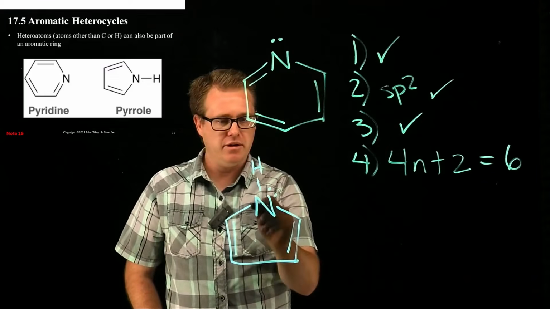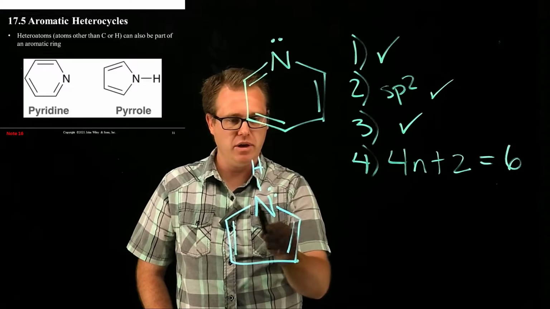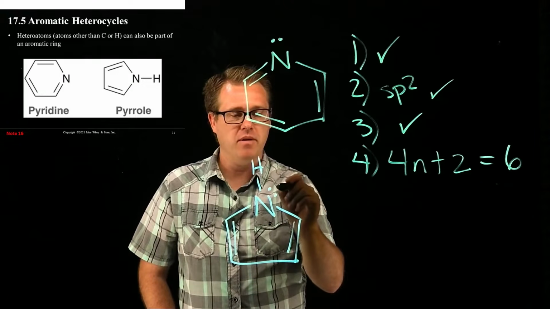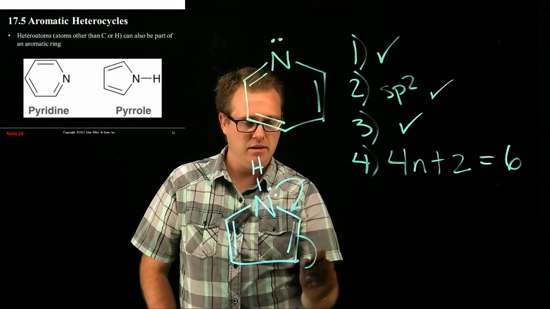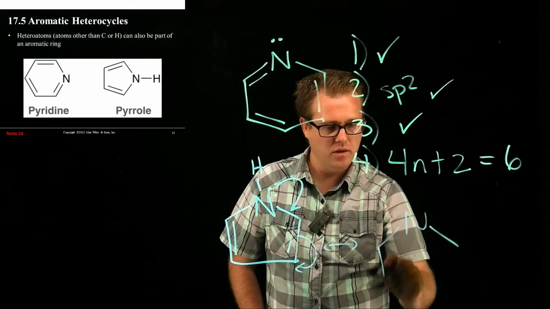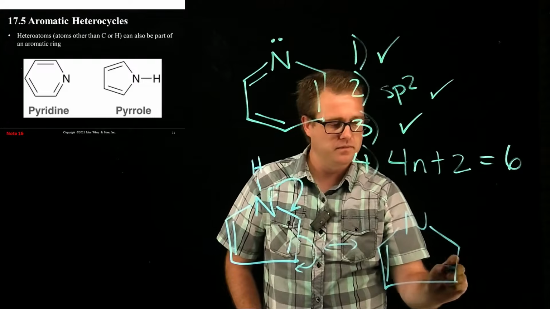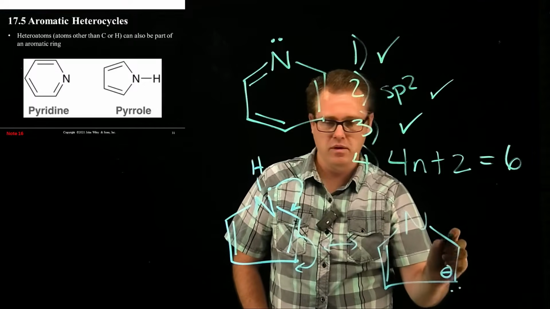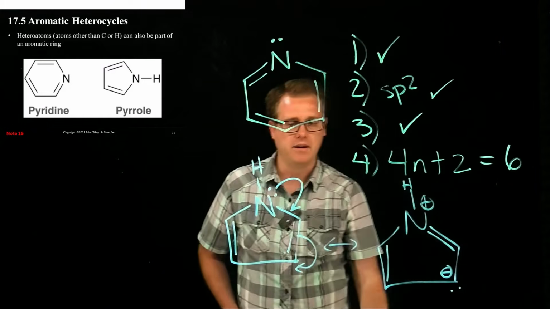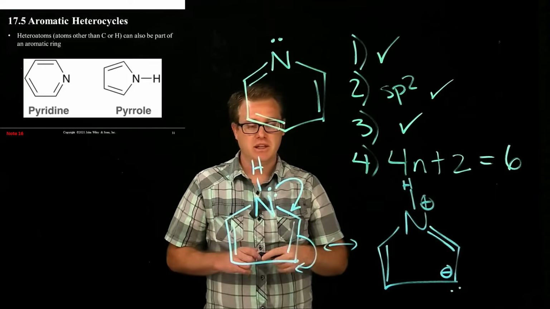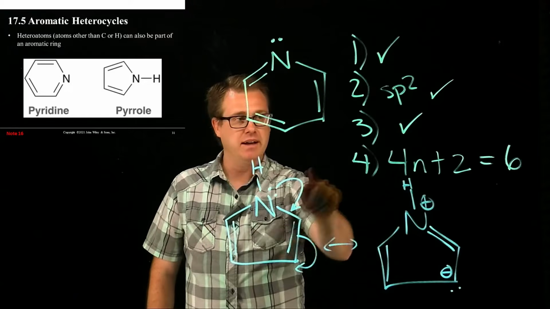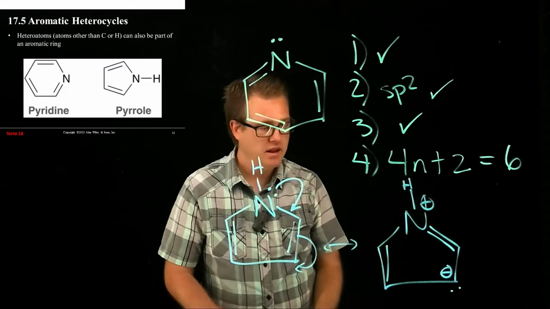How do I know that this nitrogen is sp2 hybridized? Because it looks like there's 1, 2, 3, 4 groups, so you might think it's sp3. But remember from class, we have resonance. Like that. So that nitrogen is in fact sp2 hybridized. So every atom is sp2 hybridized, so we have a conjugation of p orbitals.